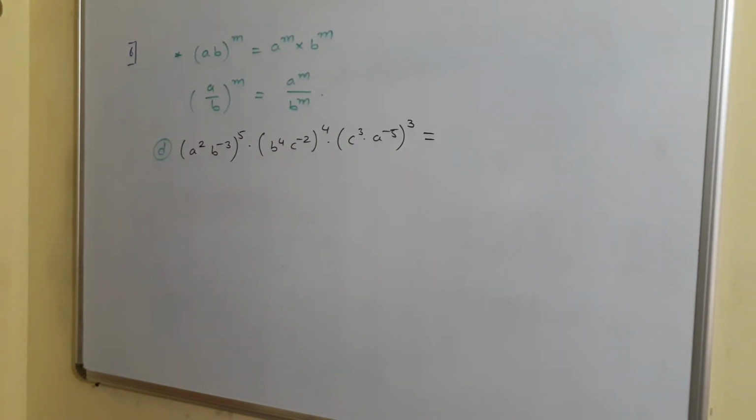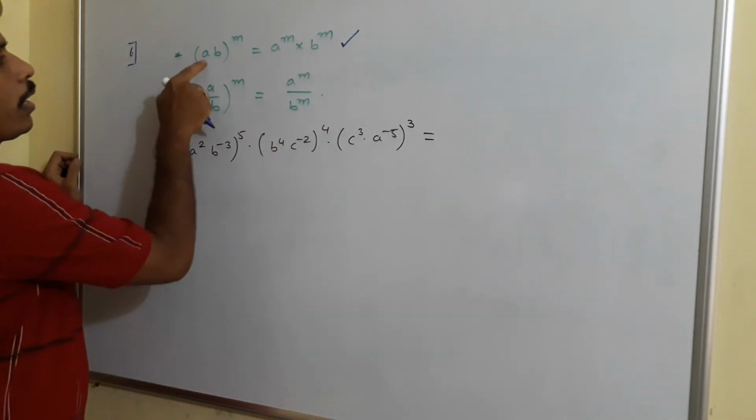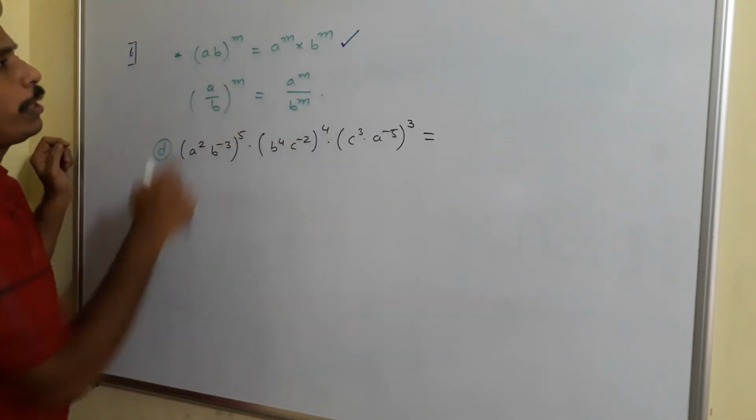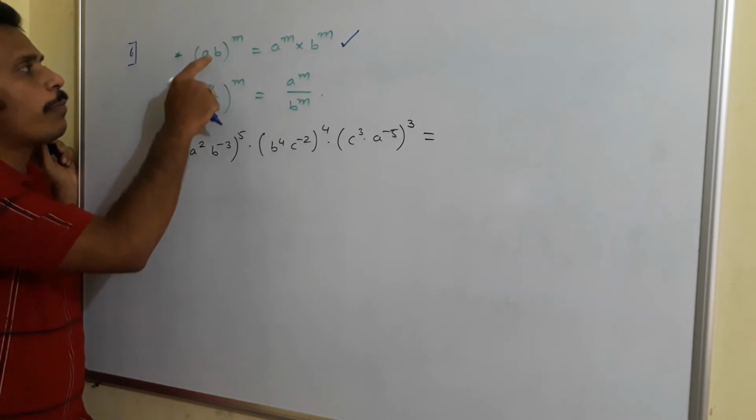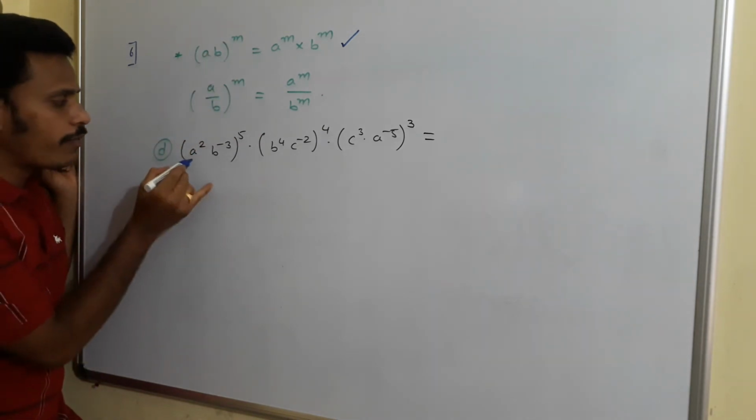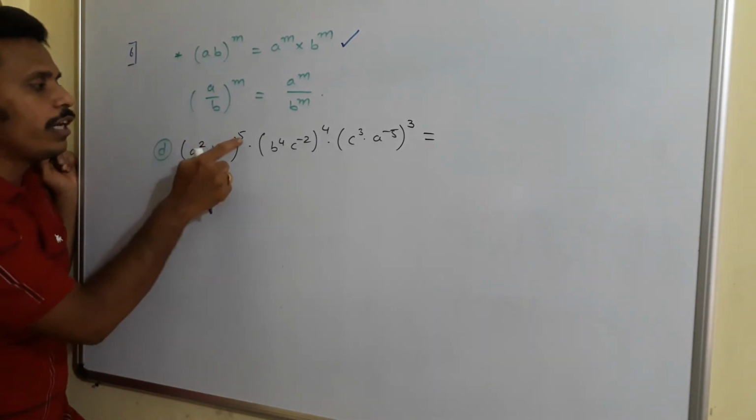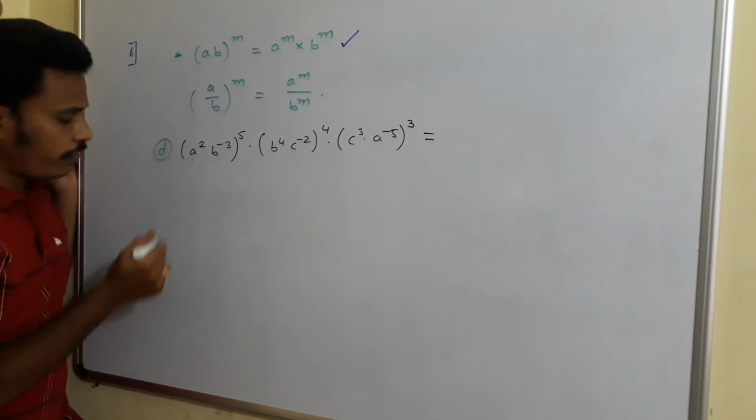Just have a look at this first law. What is this law? (AB) power m is A power m into B power m. We need to give this m to both A and B. Just like here we have A square and B power minus 3. We need to give this 5 to both of these two terms.